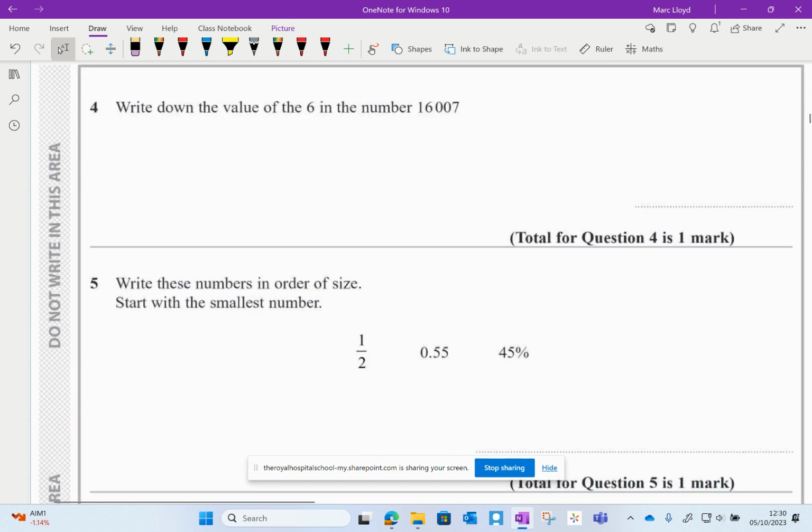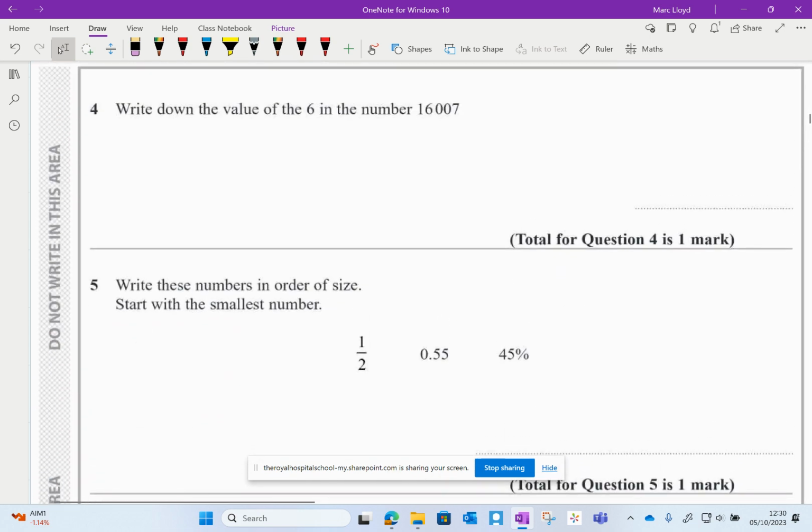Okay. Question 4. Write down the value of the 6 in the number 16,007. Well, this is units, tens, hundreds. So this is thousands, and that's 6,000.